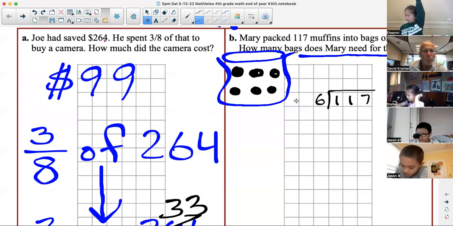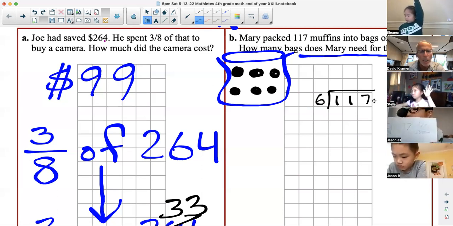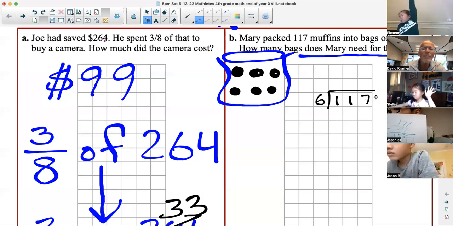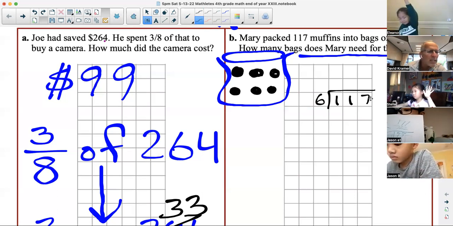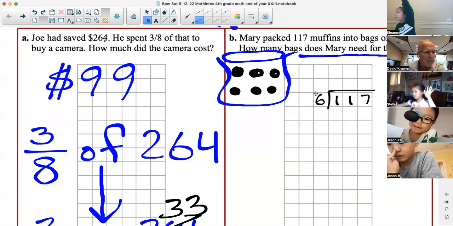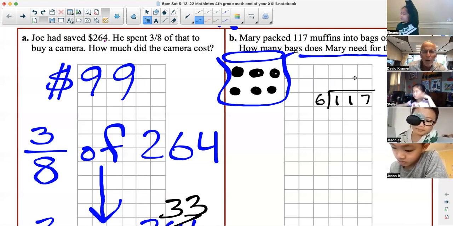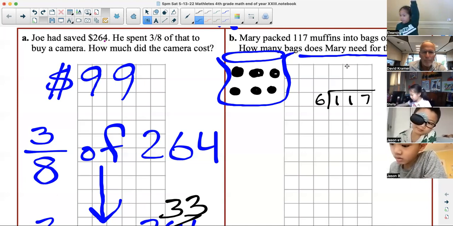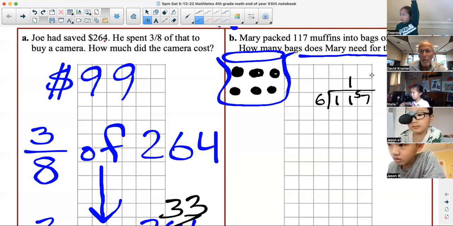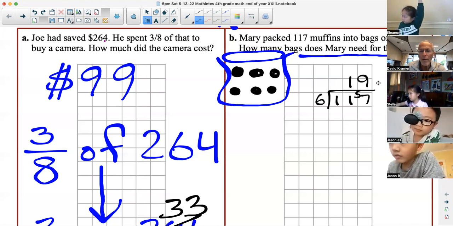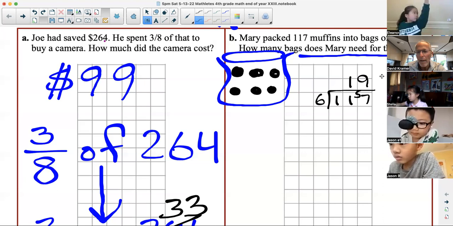155 doesn't make sense because you first have to divide. You have to divide 117 by 6. Jason, why don't you work on that? You have to cut 117 into 6. So Stella, what did you get for that? I got 19 with a remainder of 3.